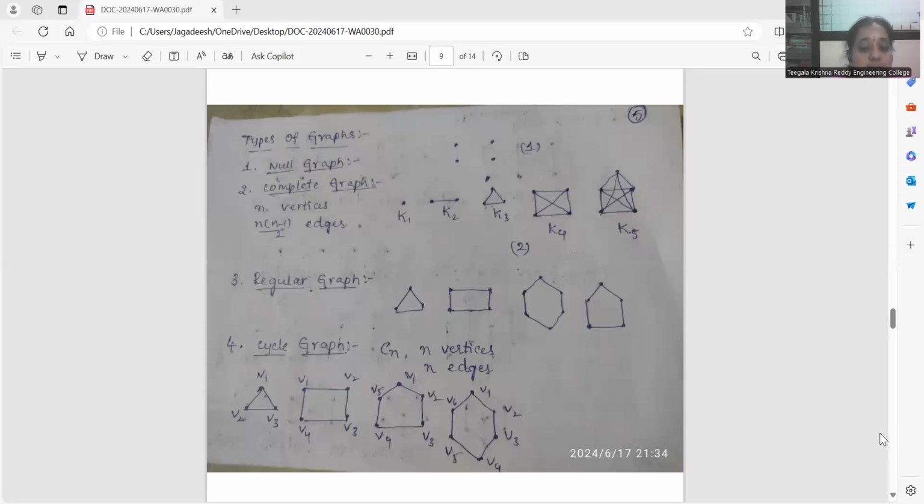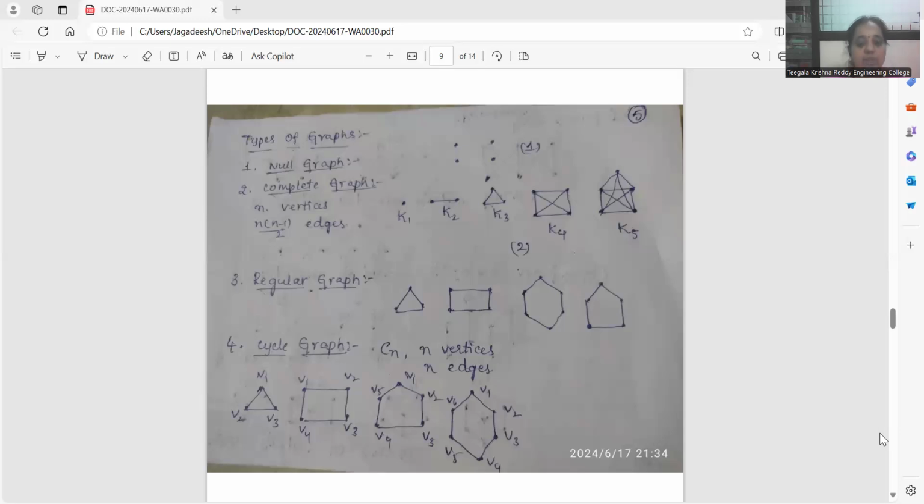Now, coming to the regular graph, what is that? If every vertex has the same degree, one and the same, that is called a regular graph. From graph 1, which is in the form of a triangle, we can observe that the degree of each vertex is 2. So that is called a 2 regular graph. Now, it is a square, rectangle, sorry. Here also every vertex has the same degree 2.